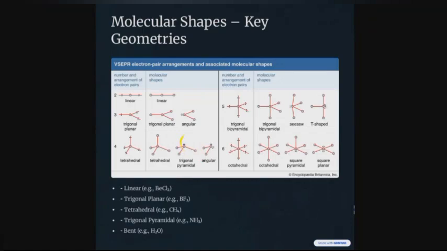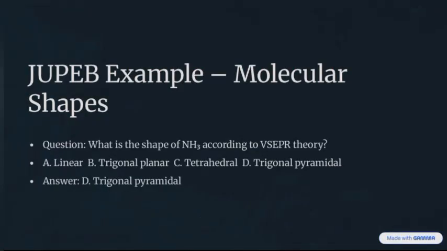4 atoms, 1 lone pair. So this is 4 atoms, 1 lone pair. This is 3 atoms, 1 lone pair. 3 atoms, 2 lone pairs. 4 atoms, no lone pair. 3 atoms, no lone pair. 5 atoms, no lone pair. So this is just how the arrangement is.